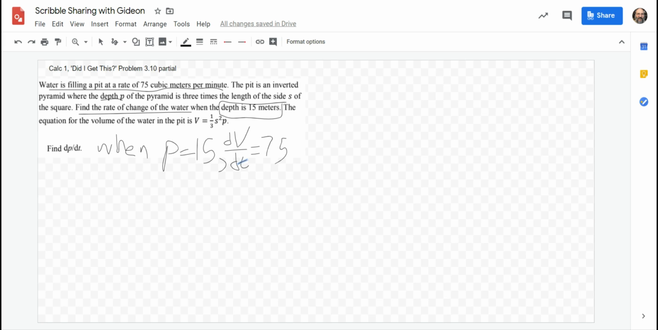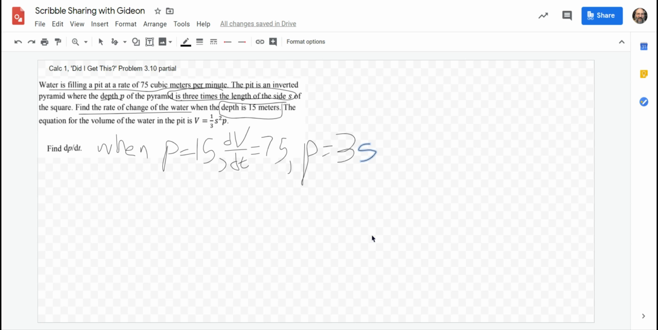Well, wait. The pit is an inverted pyramid where the depth P of the pyramid is 3 times the length of the side S. So we also know that P equals 3S. It's 3 times as deep as the dimension of the top, right? It's an S by S square at the top, and it's 3S deep, a pretty deep pit.